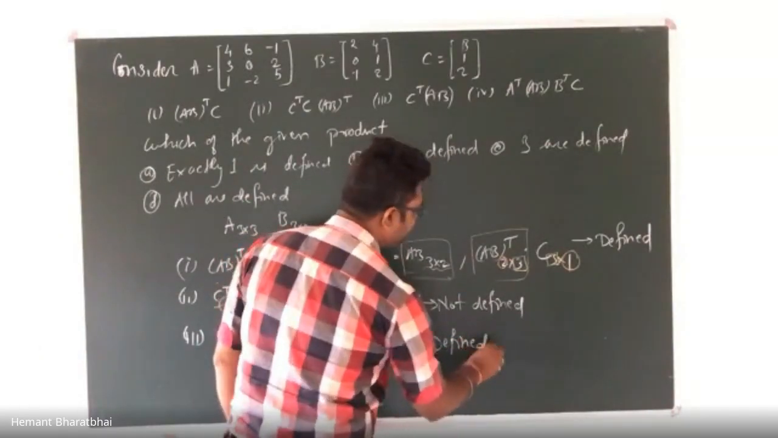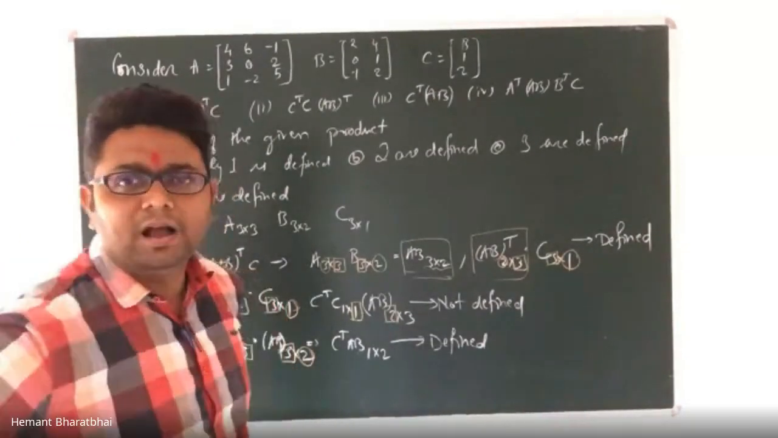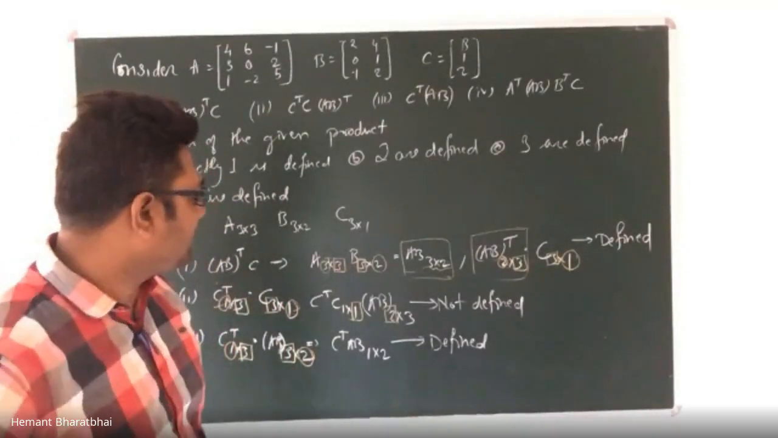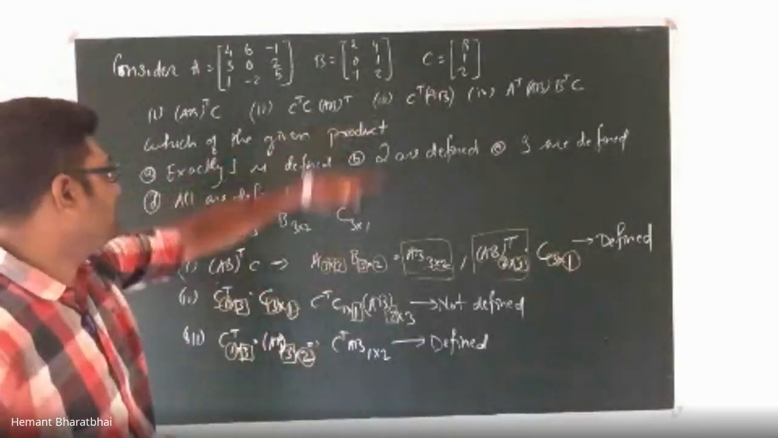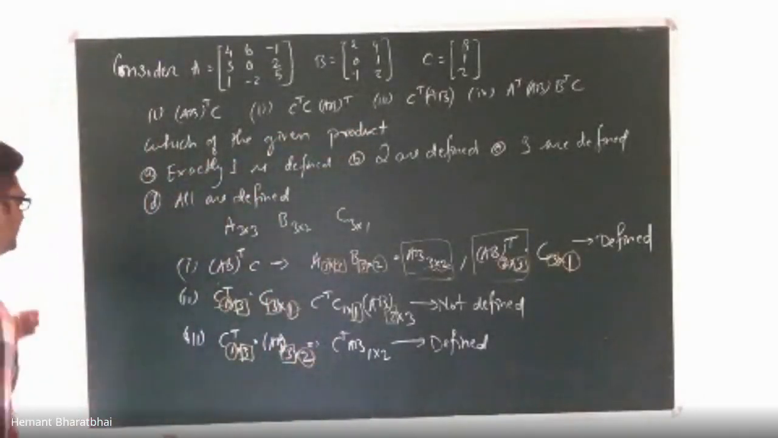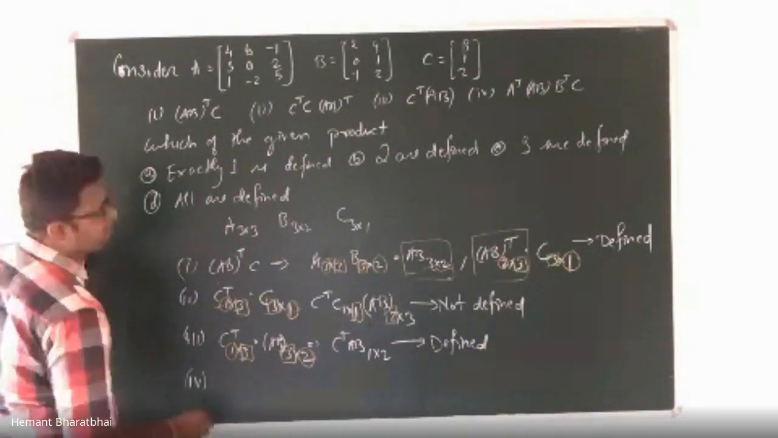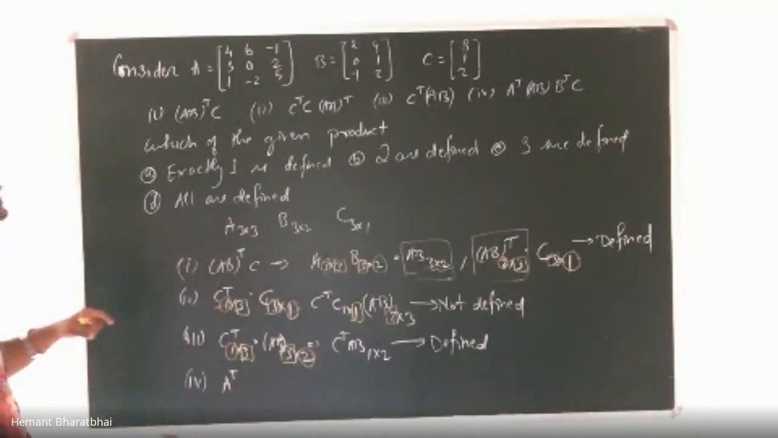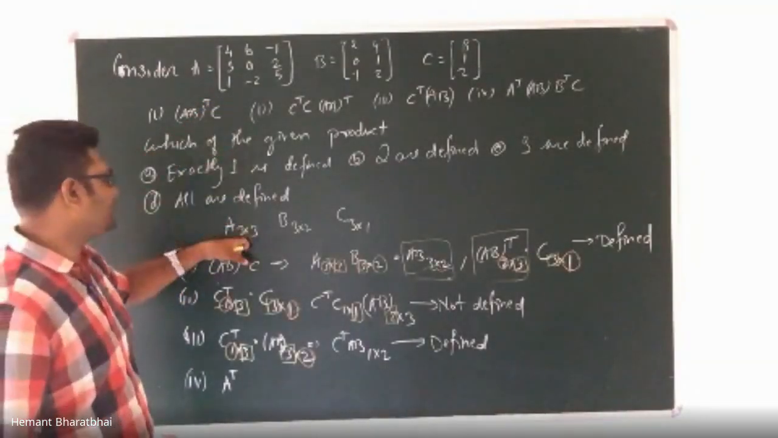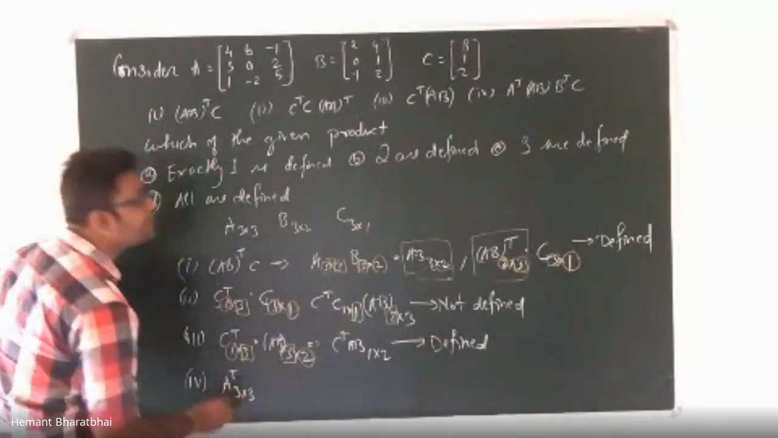This is also defined. So up till now we have verified 3, and for 3 we have got that 2 are defined, 1 is not defined. One more option is there. Let's see that also. So first is A transpose into A. So first is A transpose. So order of the matrix A is 3 by 3. So A transpose will also have an order of 3 by 3.